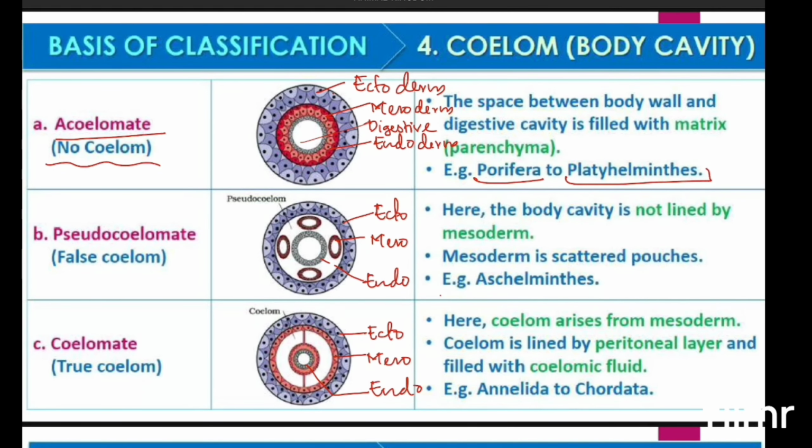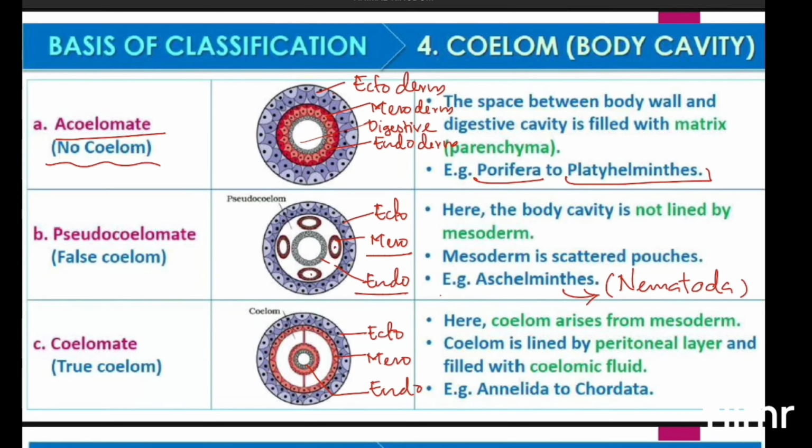After Platyhelminthes, there is a category that's the Helminthes or Nematoda. Nematoda is the only group which will show the pseudocoelom. Nema means thread-like, Helminthes otherwise known as the Nematoda, right? Here you can see the ectoderm is there, mesoderm is also present, and the endoderm. But this mesoderm is not at all a continuous layer. You can see that it's a scattered pouch-like structure. Mesoderm is actually scattered pouches.